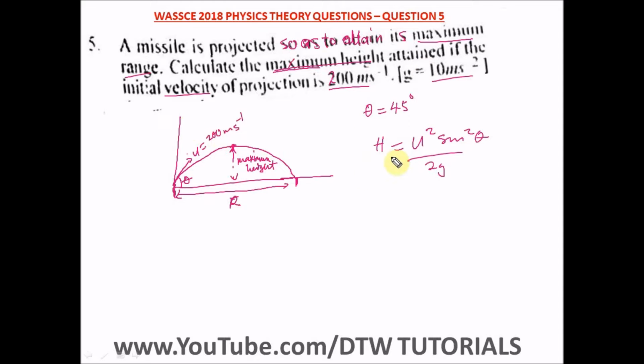Okay, so here we substitute the value, but for you, for the theory section, you draw your diagram, put your theta here, label everything. Theta as 45 degrees. This is your maximum height, this is your range, this is your initial velocity. So you state here your theta, you say theta at maximum range is equal to 45 degrees. U is equal to 200 meter per second.